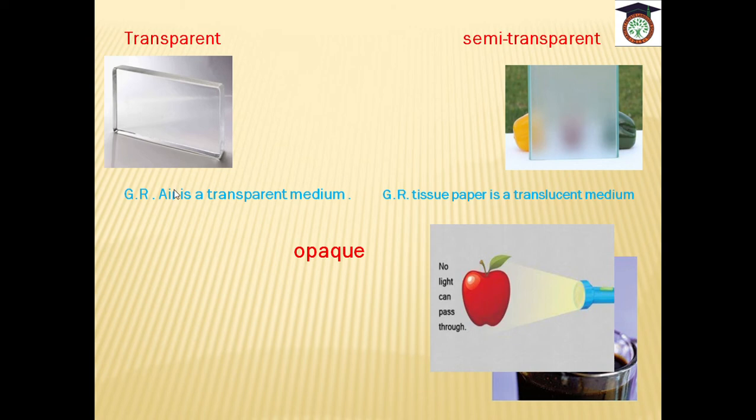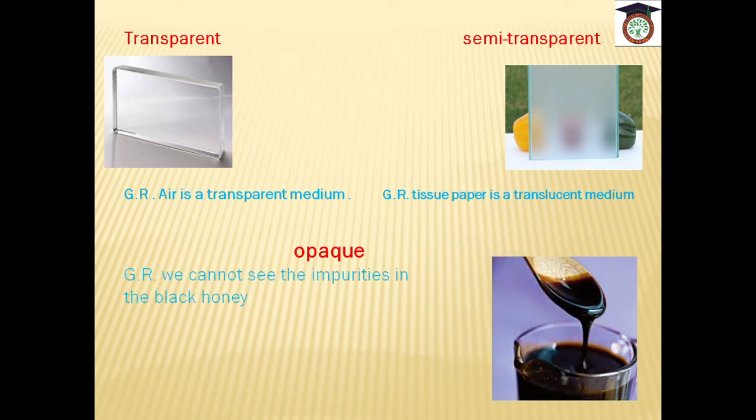So again, for example, air is a transparent medium. Why? Because air can pass all the light, or most of the light waves. While tissue paper or frosted glass is translucent or semi-transparent. Why? Because it can pass some of the light. And the opaque, as we can see here, cannot pass any light. That's why you cannot see what is behind the opaque object. For example, if we ask a question, we cannot see the impurities in the black honey, or anything inside the black honey. Why? Because the black honey is an opaque object which cannot pass the light.